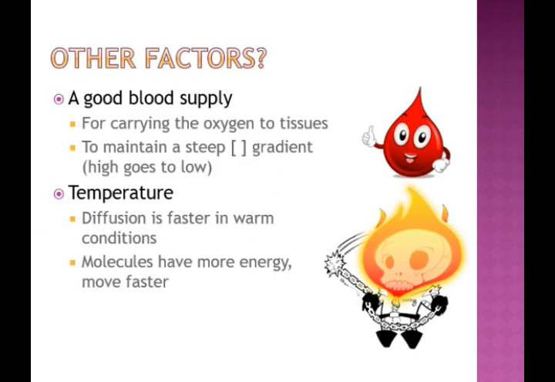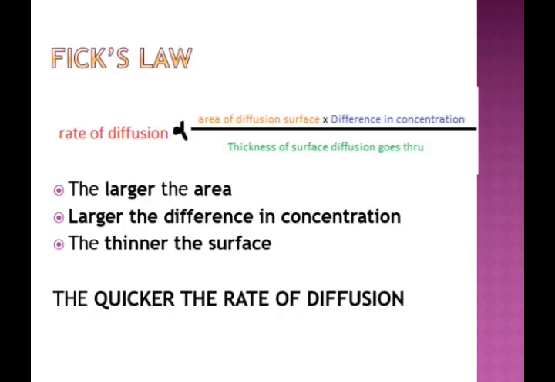Okay, other factors will be a good blood supply. You need a good blood supply so that you can carry the blood all the way to the tissues and maintain a concentration gradient from high to low. And temperature: you need a warm condition instead of a cold condition. So diffusion will be faster in warm conditions because why? Because molecules have more energy, so it is much faster.